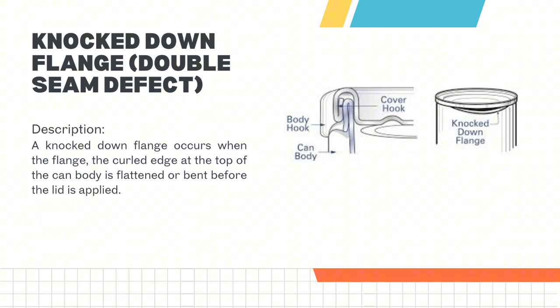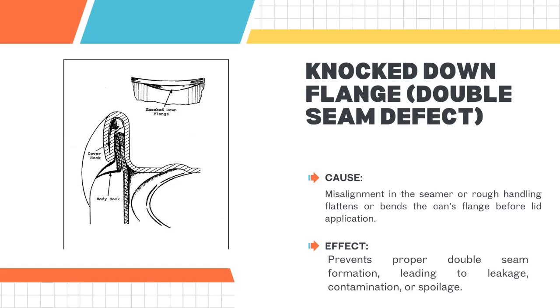Another manufacturing defect we should talk about is the knockdown flange. This happens when the flange, which is the curled edge at the top of the can body, gets bent or flattened before the lid is applied. The main cause of this defect is misalignment in the seaming machine or rough handling during manufacturing. If the can body is not positioned correctly, or if it is bumped or dropped before the lid is sealed, the flange can be damaged.